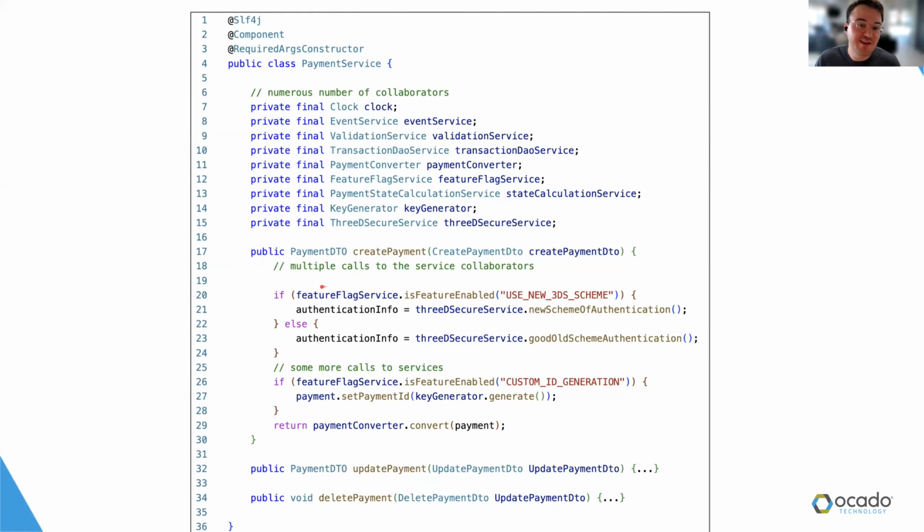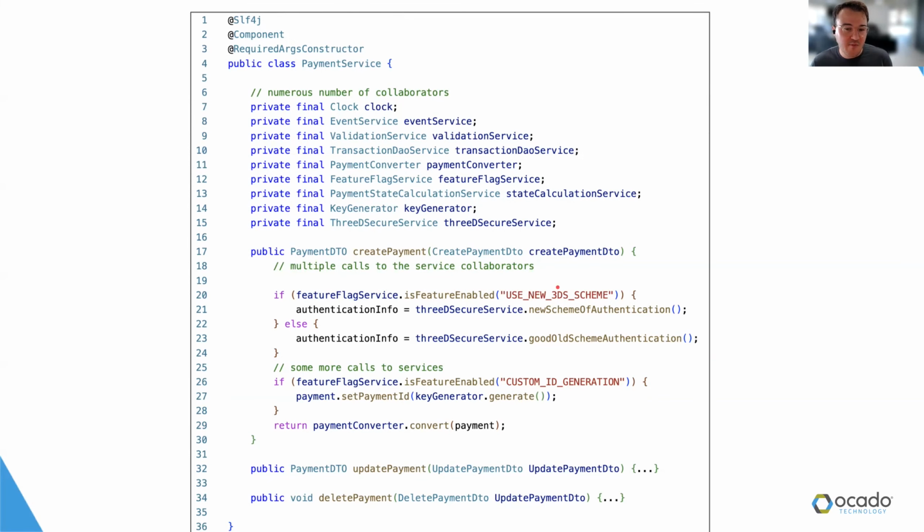So let's take this example where there is an authentication factor, not entering too much in the payments nomenclature. That's not super key, but imagine that when creating a payment, there is an authentication scheme that you need to follow. And we always have been working with this good old scheme authentication, right? We always call this method, 3D secure service, good old authentication. This is payments nomenclature. But now there is a new way.